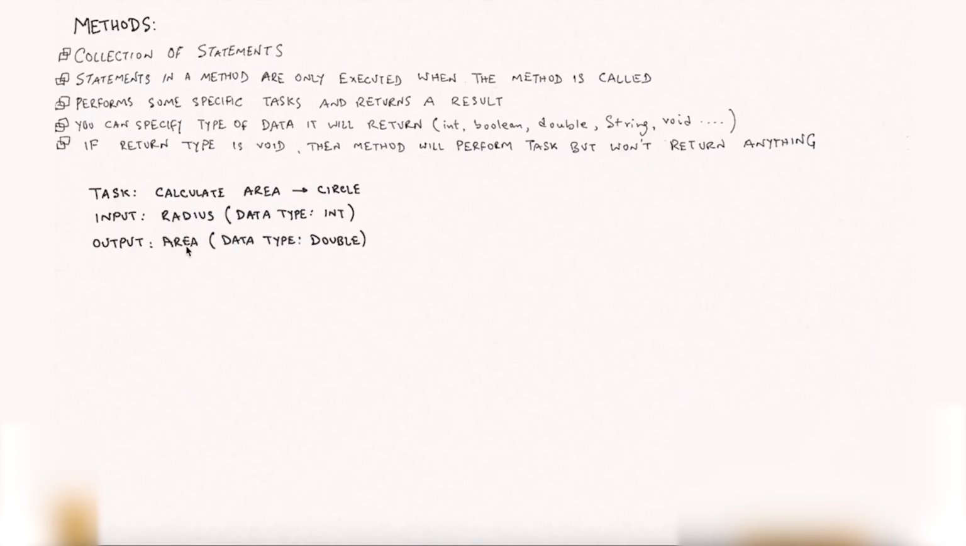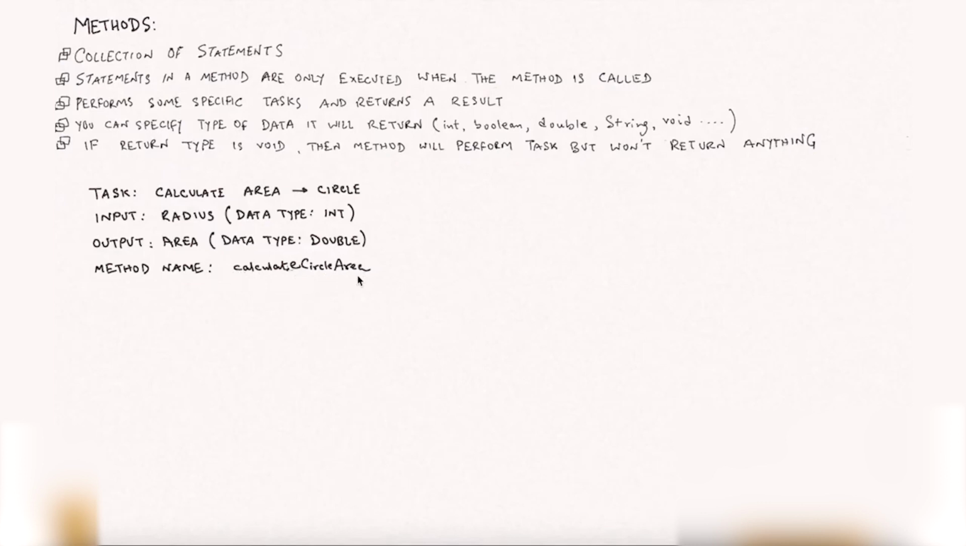That area would probably be double because the formula for calculating the area of a circle is pi r squared. And so when you do that, ultimately you'll get something that is of decimal value, right? So we want the output to be of data type double, and this would be our return type. When we talked about here that it will return a result, this is what we are returning from this method. And let's say we want to name that method. The method's name would be, let's say, calculate circle area.